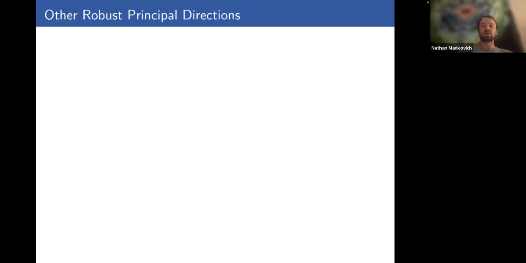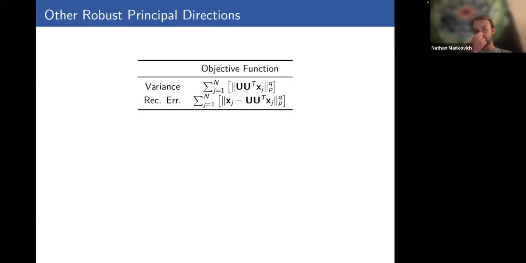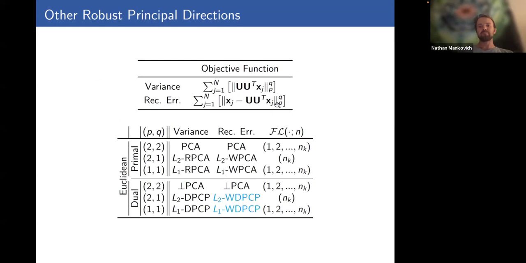So there are other versions of robust principal directions. Some of them work with an objective function that involves variance of the data. Another one works with objective functions that involve reconstruction error. And you have various powers of P and Q. This is a summary table that I took out of our paper. Essentially, I wanted to summarize these different algorithms the way that I understood them in one table and how they relate to flags.